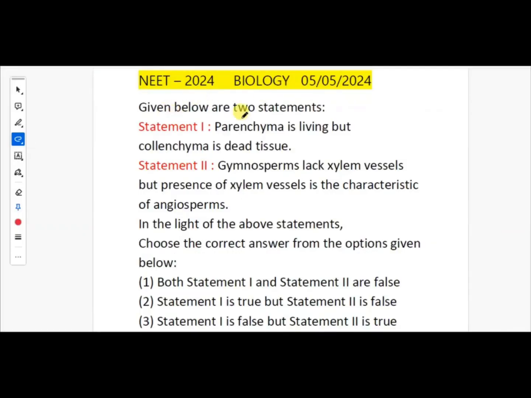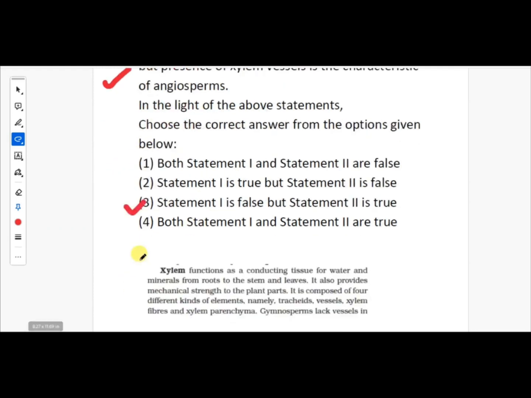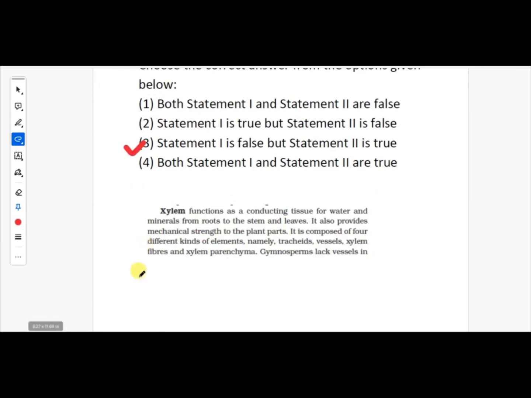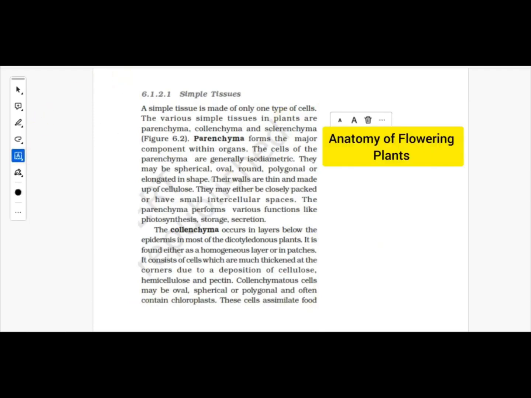Biology NEET 2024. Statement 1. Parenchyma is living but collenchyma is dead tissue. Sorry, collenchyma is also living tissue, so it's wrong. Statement 2. Gymnosperms lack xylem vessels, but presence of xylem vessels is a characteristic feature of angiosperms, and it's correct. So first one is false and second one is true, and you can see the related topic regarding statement 1 and 2, and it's from the chapter known as Anatomy of Flowering Plants.